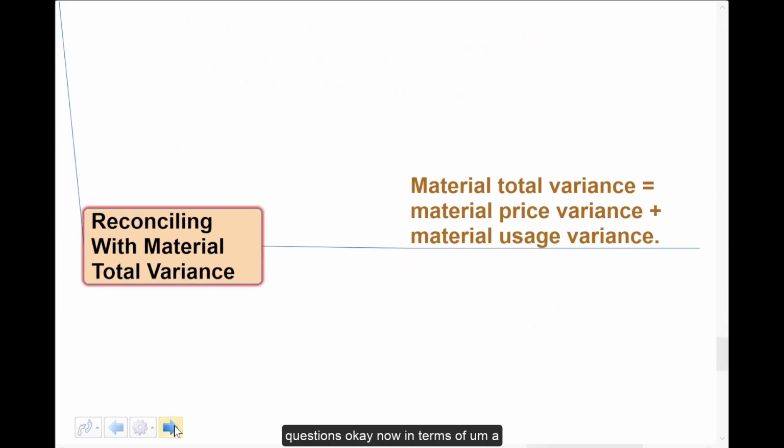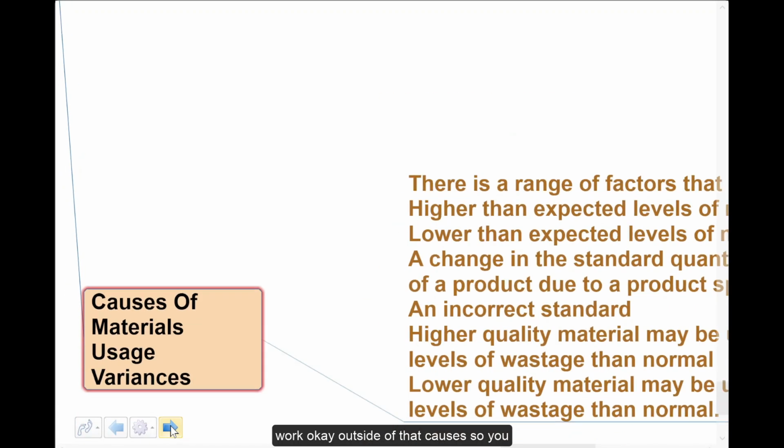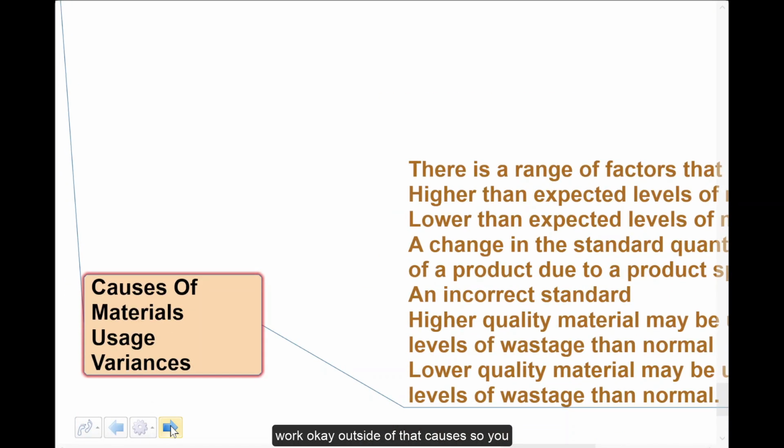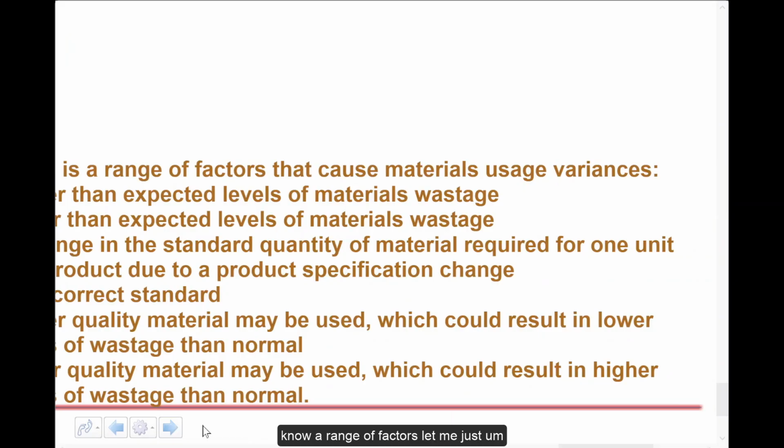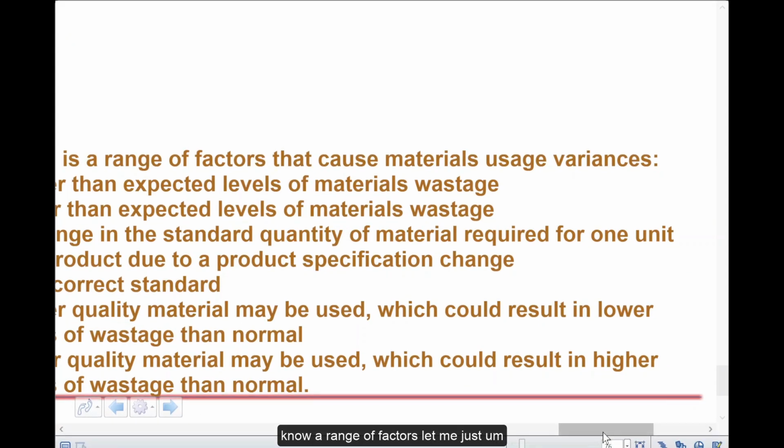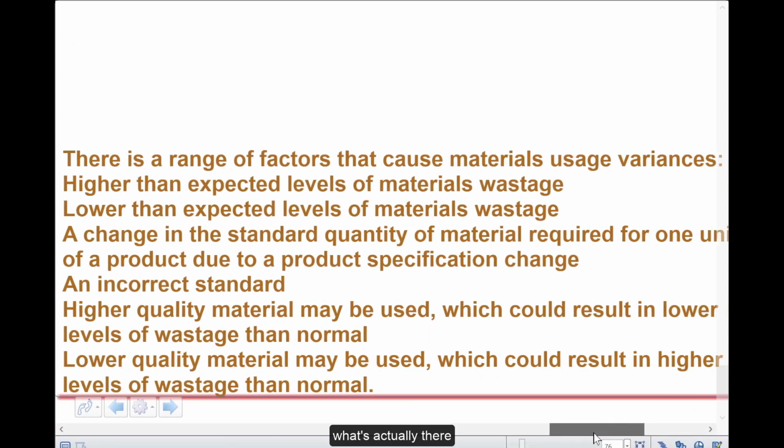Now, in terms of a reconciliation, in terms of the total variance, clearly, as we've said really from the off, the total variance has to be a combination of these two. One might be favorable, one might be adverse. It could be the other way around. But the reconciliation will always invariably work. Outside of that, causes. So, a range of factors. Let me just even this up so you can get a feel for what's actually there.